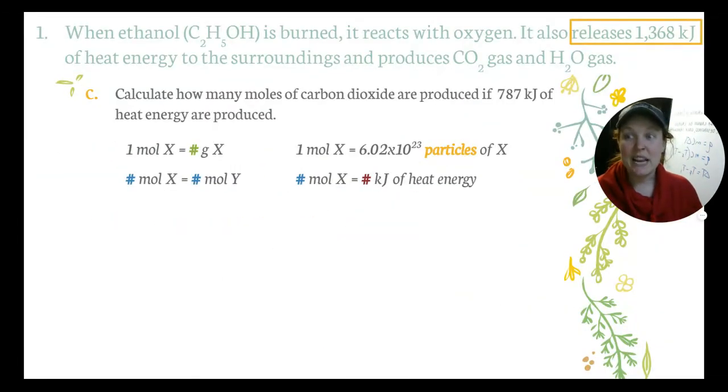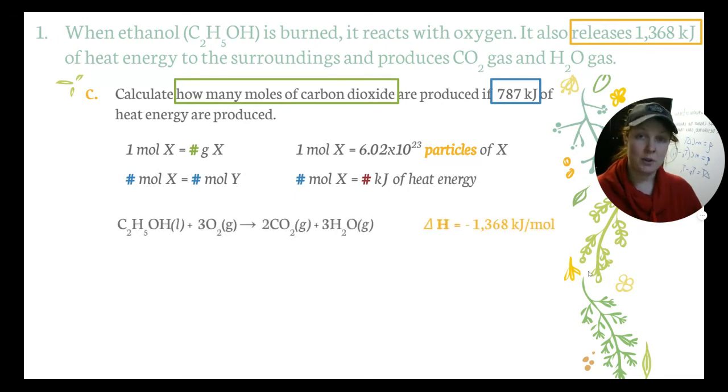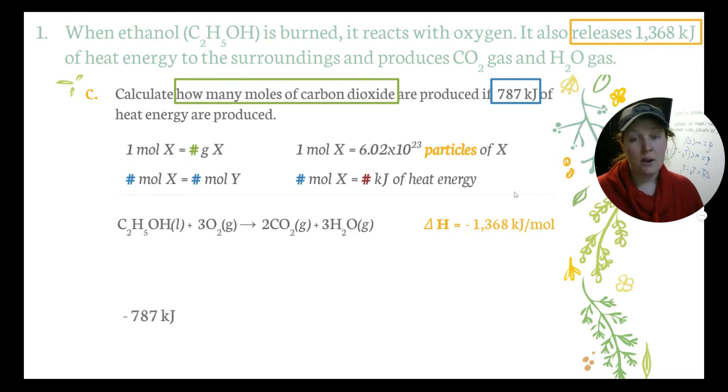Okay, so let's take a look at 1C. Calculate how many moles of carbon dioxide are produced if 787 kilojoules of heat energy are produced. Again, I like to go through and see where I'm starting and where I'm going. It's asking me for moles of carbon dioxide, and it's giving me heat. So I'm going to go ahead and rewrite my thermochemical equation with my heat content and its beautiful little symbol there. I need that negative. And I'm going to start with what I know. I know that only 787 kilojoules of heat energy are produced.